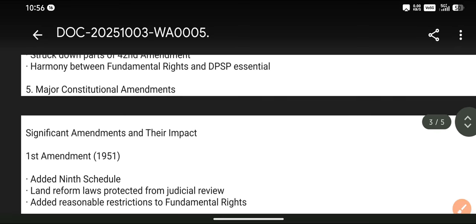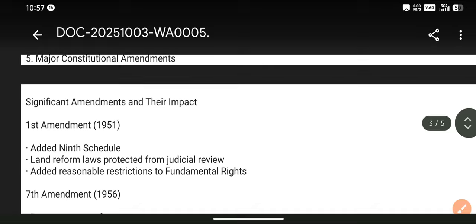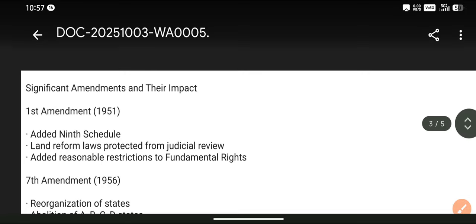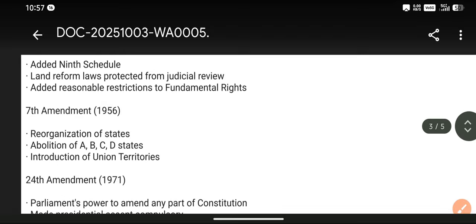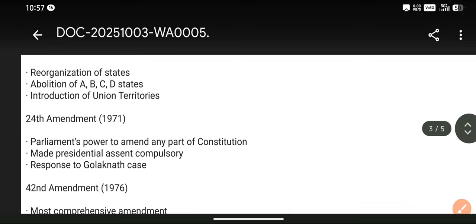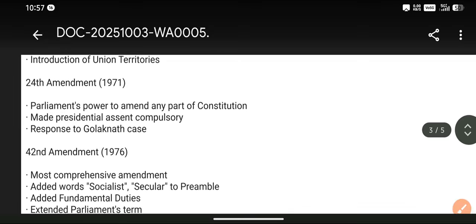Major constitutional amendments. Significant amendments and their impact. First Amendment 1951 added 9th Schedule. Land reform laws protected from judicial review. Added reasonable restrictions to fundamental rights. 7th Amendment 1956 Reorganization of States. Abolition of ABCD states. Reduction of Union territories.